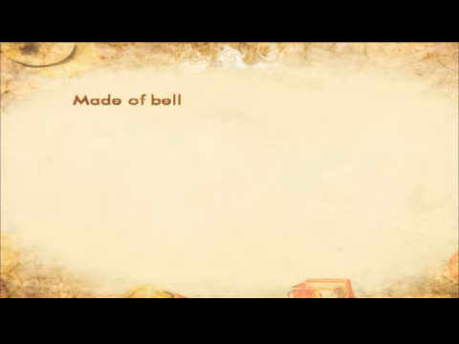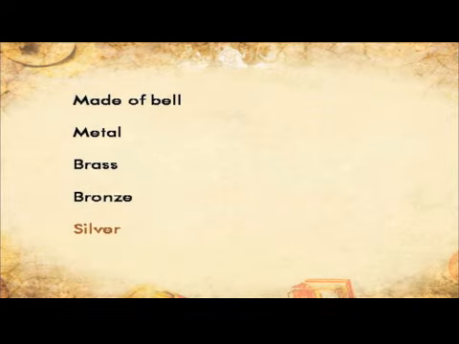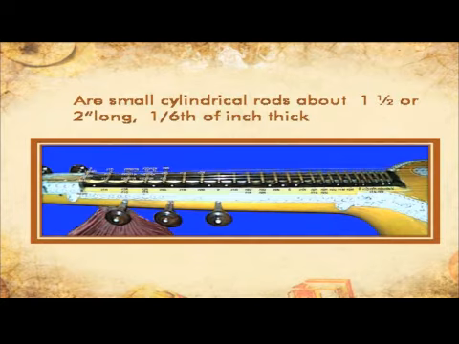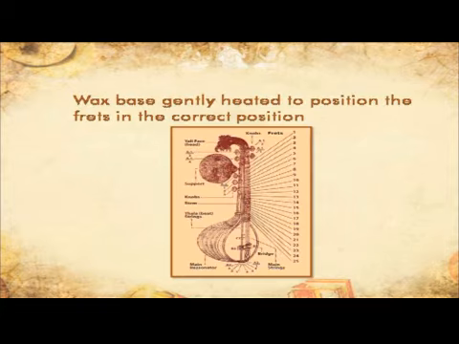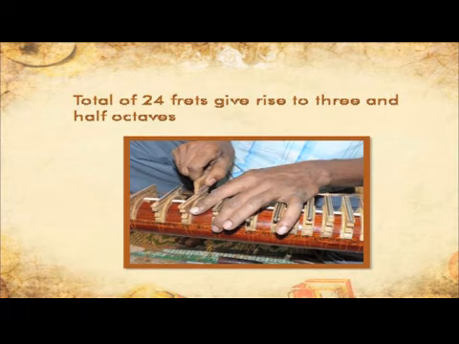Frets. The frets are made of bell metal, brass, bronze, or silver. Frets are small cylindrical rods about 1.5 or 2 inches long and 1/6 of an inch thick. They are fixed on a wax base which runs along the dandi. This wax base could be gently heated to position the frets in their correct pitch position. A total of 24 frets give rise to 3.5 octaves.